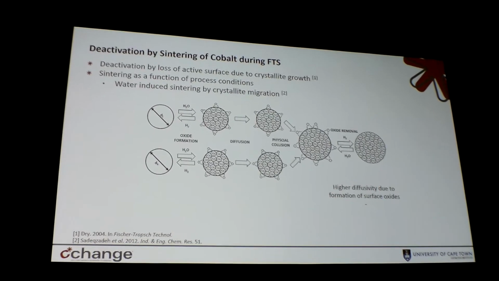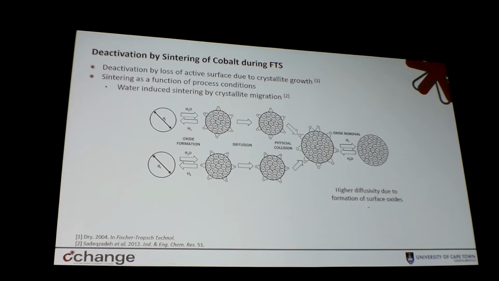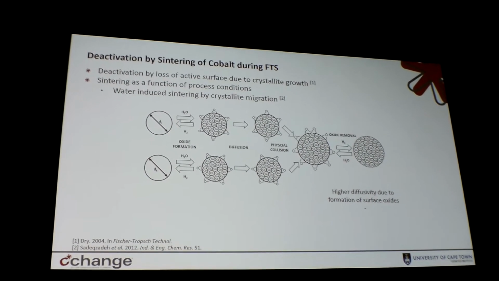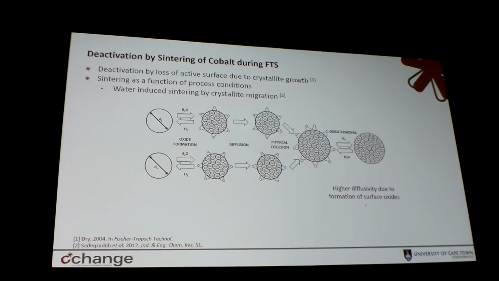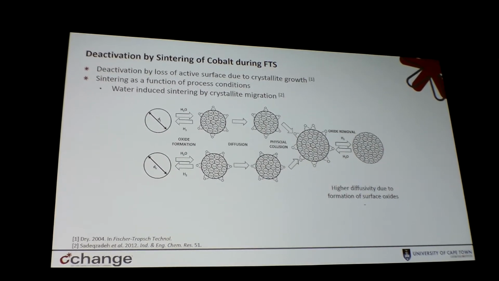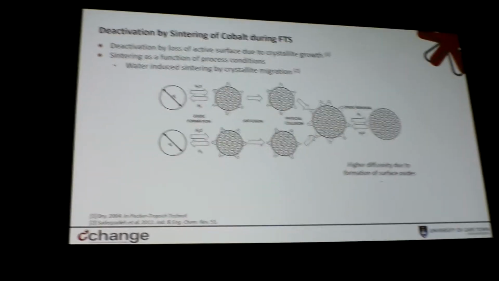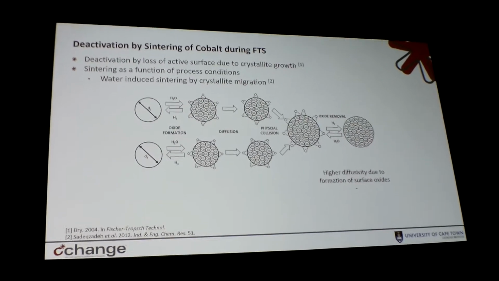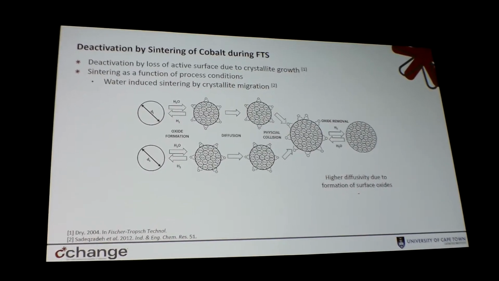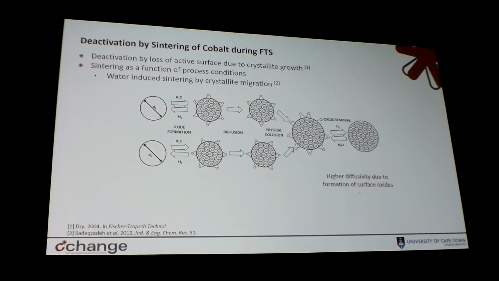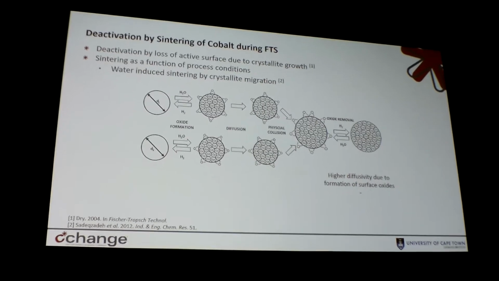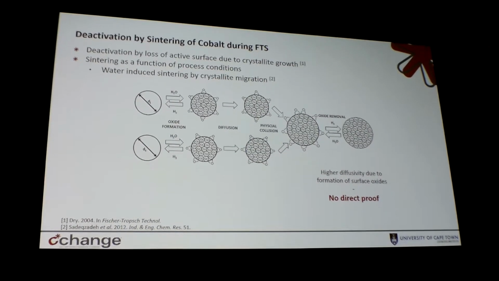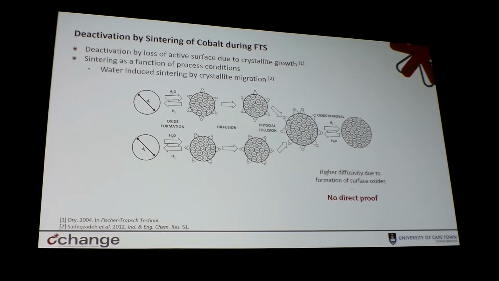Some examples from literature about sintering. This mechanism here was put forward, crystallite migration, where we have crystallites migrating, they meet, they coalesce, they form larger crystallites, and then they re-reduce, and in doing so, they have lost a lot of the surface area. And this is facilitated by oxygen species on the surface. That's what several authors have claimed, but no direct proof has been provided.